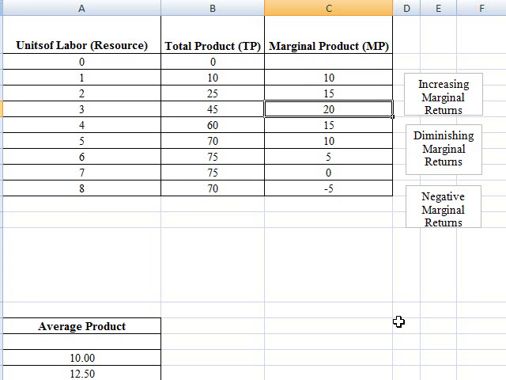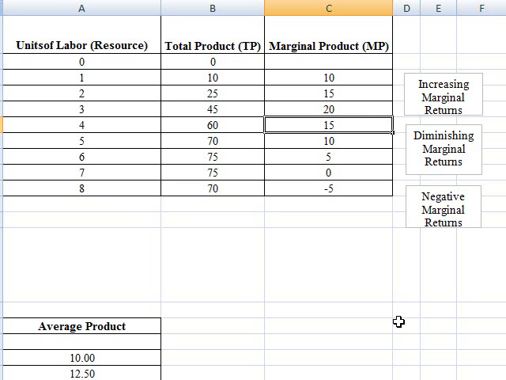Now you have to remember that these changes we're looking at here, this 10, 15, 20, 15, 10, 5, 0, and negative 5, are all incremental changes. So how does this one worker affect my output? How much marginally am I increasing? From this region, from 10 to 20, I see that I am increasing my output marginally as I go along. So each additional worker is adding something to production.